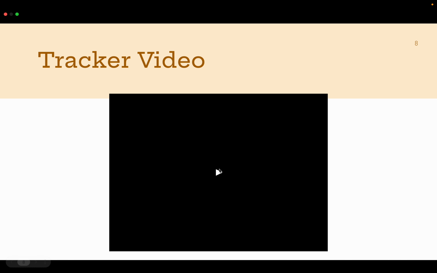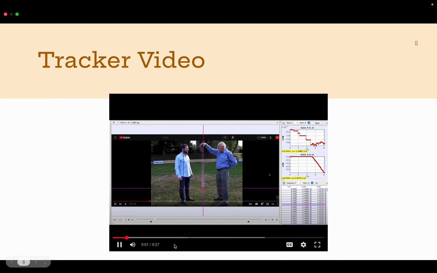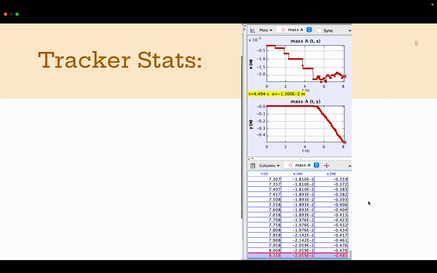Here's the tracker video. I'm only going to play some of it because it's kind of too long, but you can see the slinky is moving, and then you can see here it's stationary at the bottom. I also tracked until when it starts falling. So here are the stats.